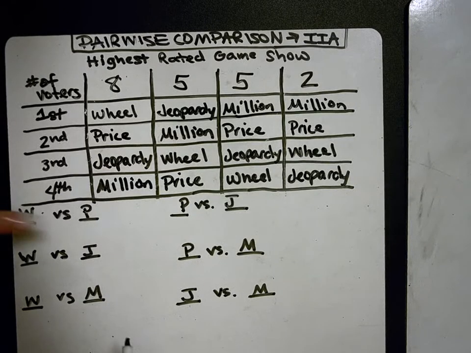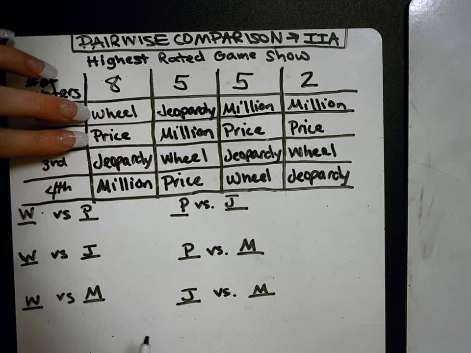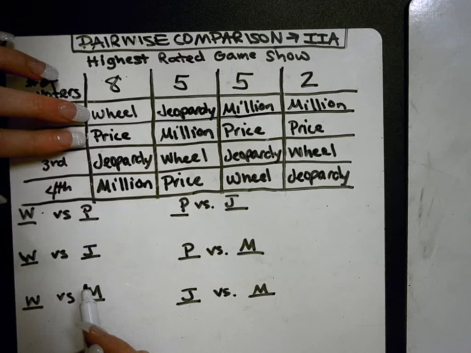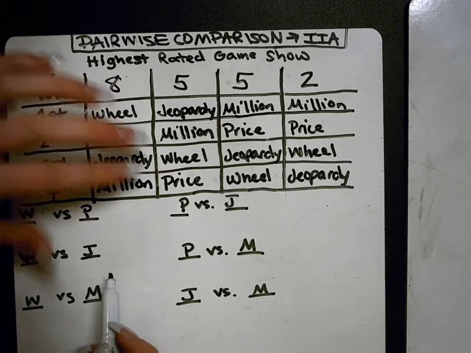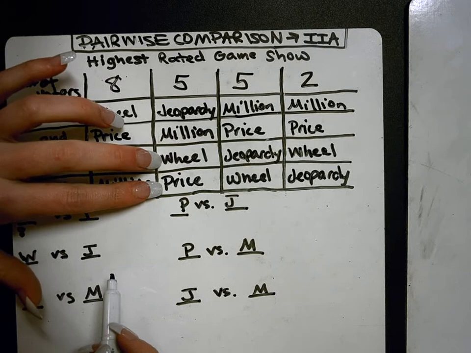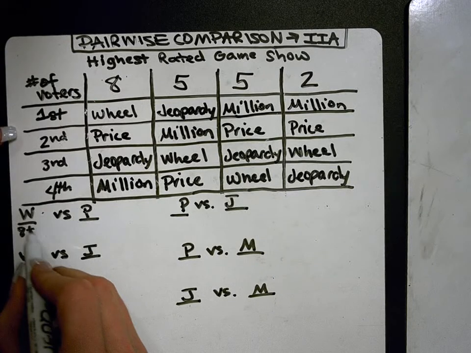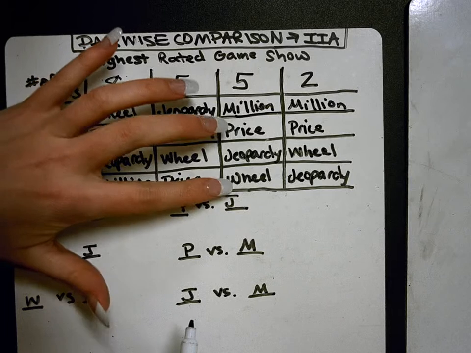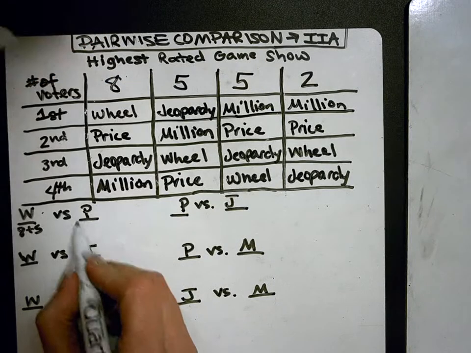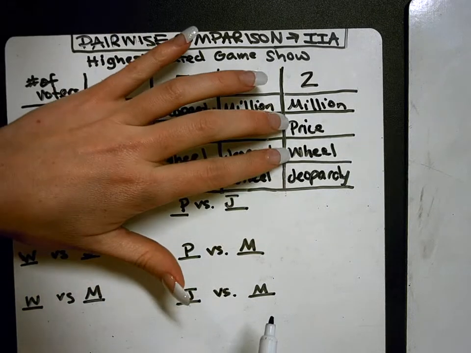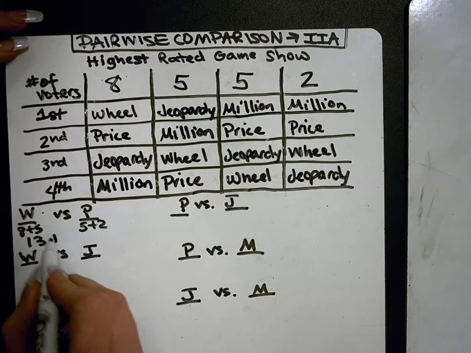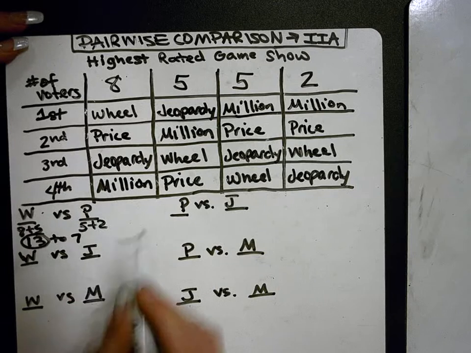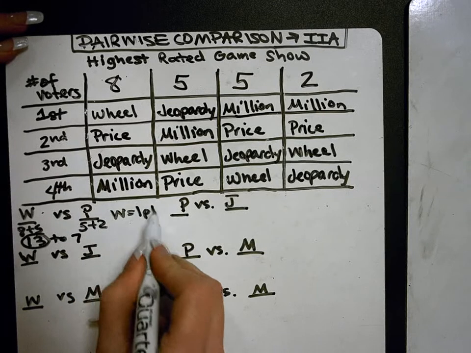So, looking at the first two, wheel versus price, I'm just looking to see which candidate is preferred. Wheel is listed, wheel is preferred over price, so wheel gets 8 points. Next column, I'm going to go column by column. Wheel versus price, wheel is preferred, wheel gets another 5. Wheel versus price, price is preferred, price gets 5. And lastly, wheel versus price, price is preferred, price gets 2. This ends up being 13-7, which means wheel wins and wheel gets 1 point.